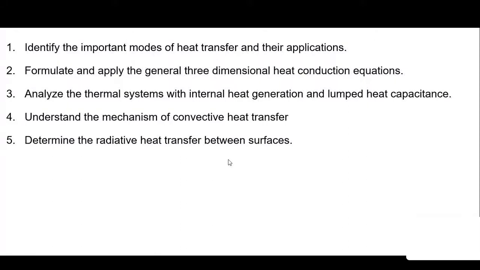In all these course objectives, you might have noticed that we are going to start with the basics. So we are supposed to identify the modes of heat transfer and their respective applications, formulate and apply the general equations for the conduction process. Then we need to find out the solution for these equations for different problems like internal heat generation problem, lump heat capacitance problem. We need to understand the mechanism of convection and its application to different types of engineering problems. Similar is the case for radiative heat transfer.